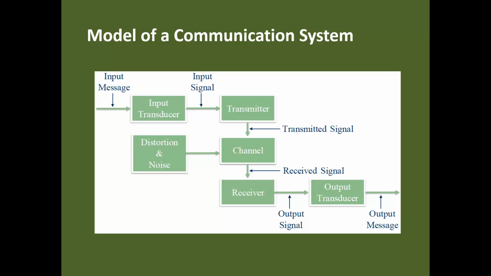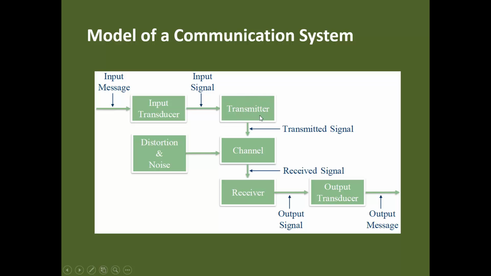Let us start with the discussion on the model of a communication system. What happens is the input message comes from a source. The input message is then converted using a transducer into a signal. The transducer can be a thermostat or it can be a mic. Then it goes as an input signal, which has to be transmitted using a transmitter, right?